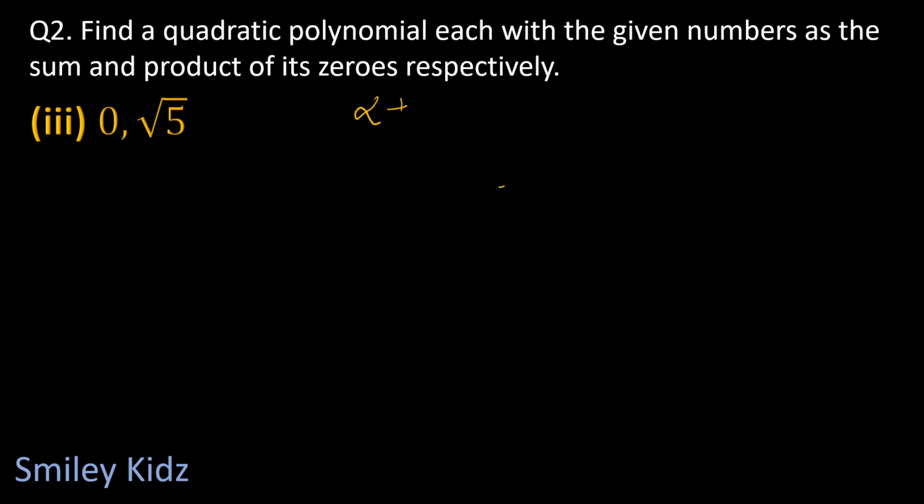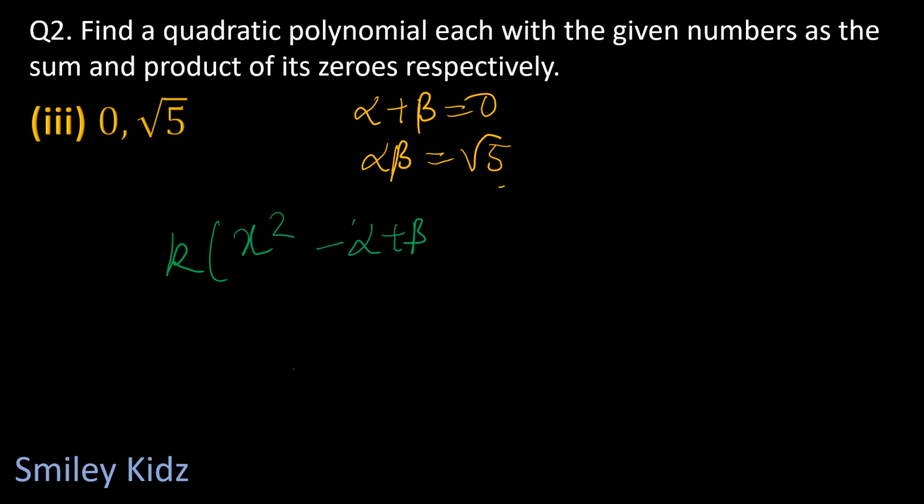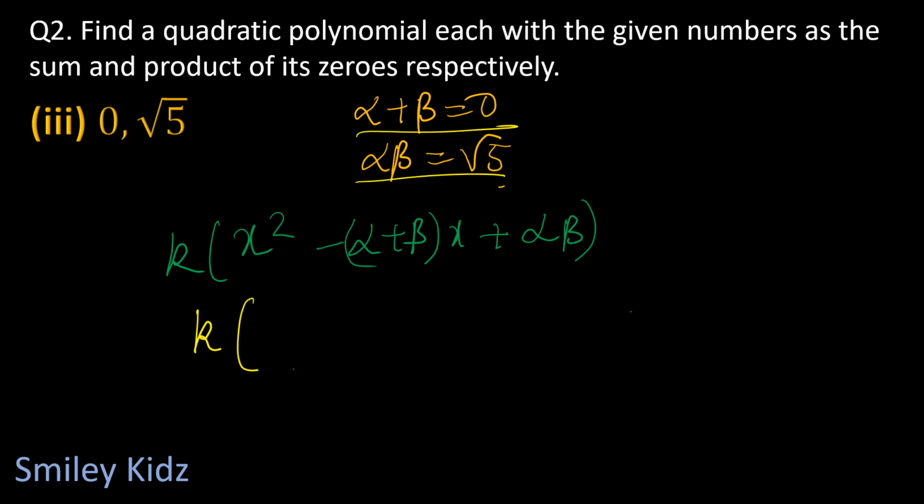Here we have alpha plus beta as 0 and alpha beta as root 5. And then we know that k into x square minus alpha plus beta into x plus alpha beta is the standard form. Now we're going to substitute the values of alpha plus beta and alpha beta. So it's going to be k into x square minus what is alpha plus beta? 0x plus what is alpha beta?